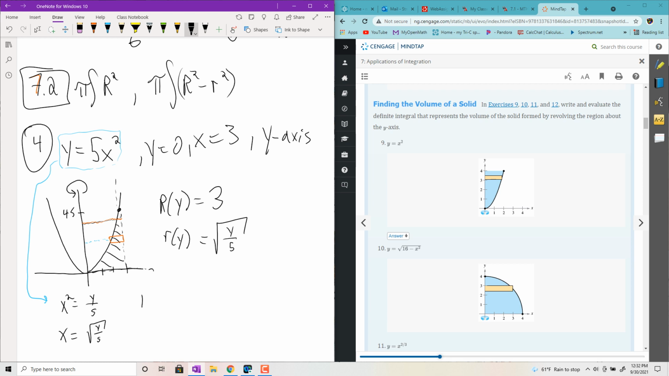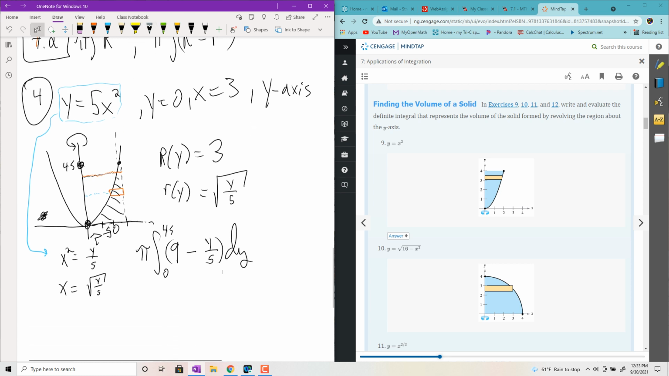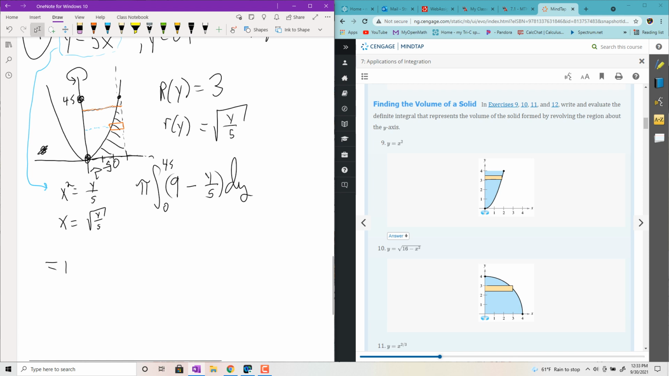Okay. Then I go to my formula, so it's pi integral. My Riemann man, whoops, he's going up the flagpole this time. So he's starting here at 0, and then he's going all the way to 45. So 0 to 45. R squared is 9. Little r of y squared is just going to be y over 5 then, dy. And then you see, okay, there's going to be big numbers because the computer is an idiot. So I end up integrating here. So get rid of the integral symbol. 9y minus y squared over 10, and we're evaluating from 0 to 45.